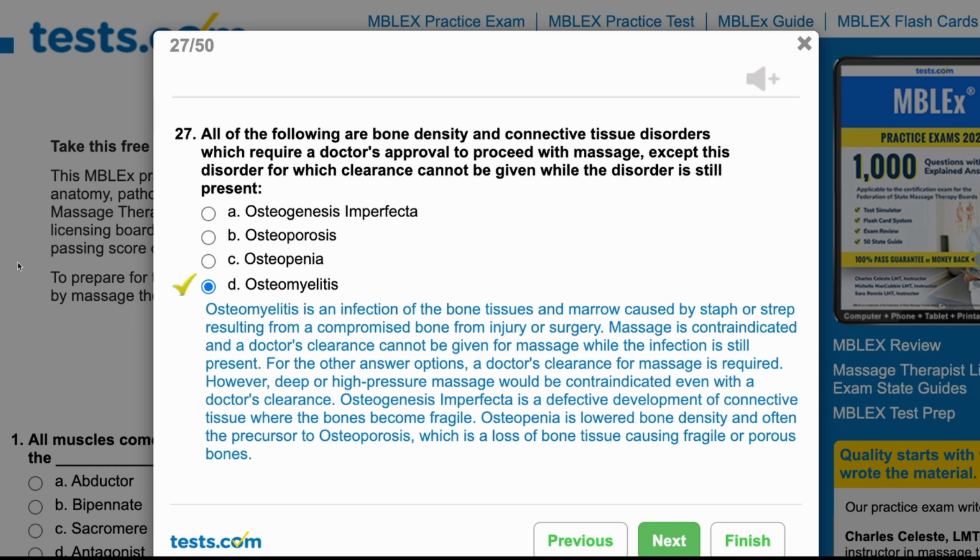For the other answer options, a doctor's clearance for massage is required. However, a deep or high-pressure massage would be contraindicated even with a doctor's clearance. Osteogenesis imperfecta is a defective development of connective tissue where the bones become fragile. Osteopenia is lowered bone density and often the precursor to osteoporosis, which is a loss of bone tissue causing fragile or porous bones.